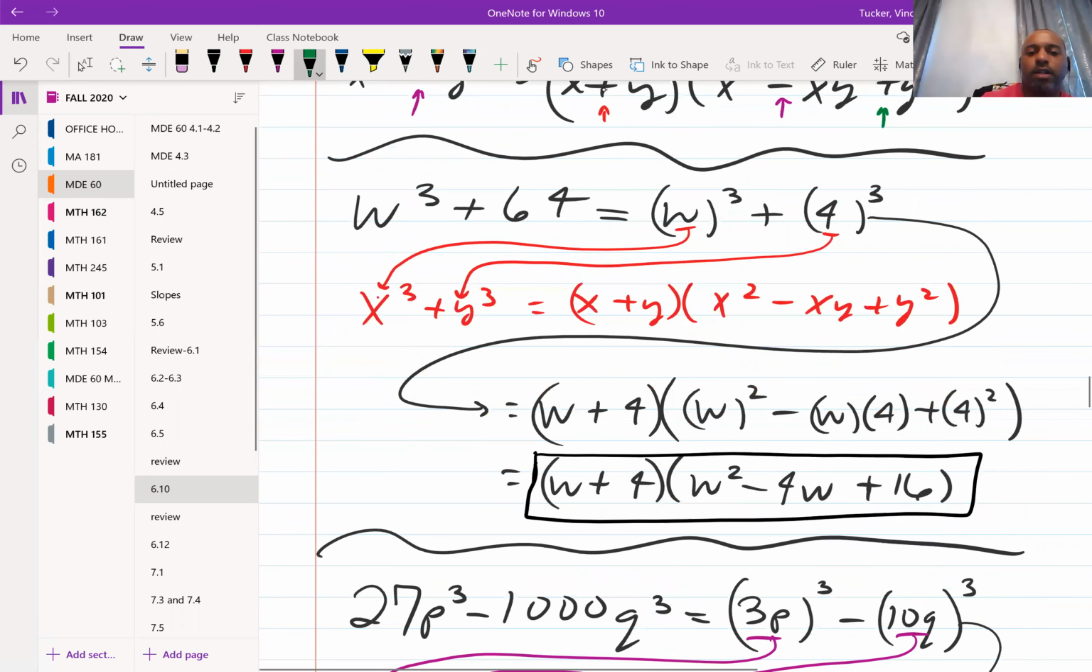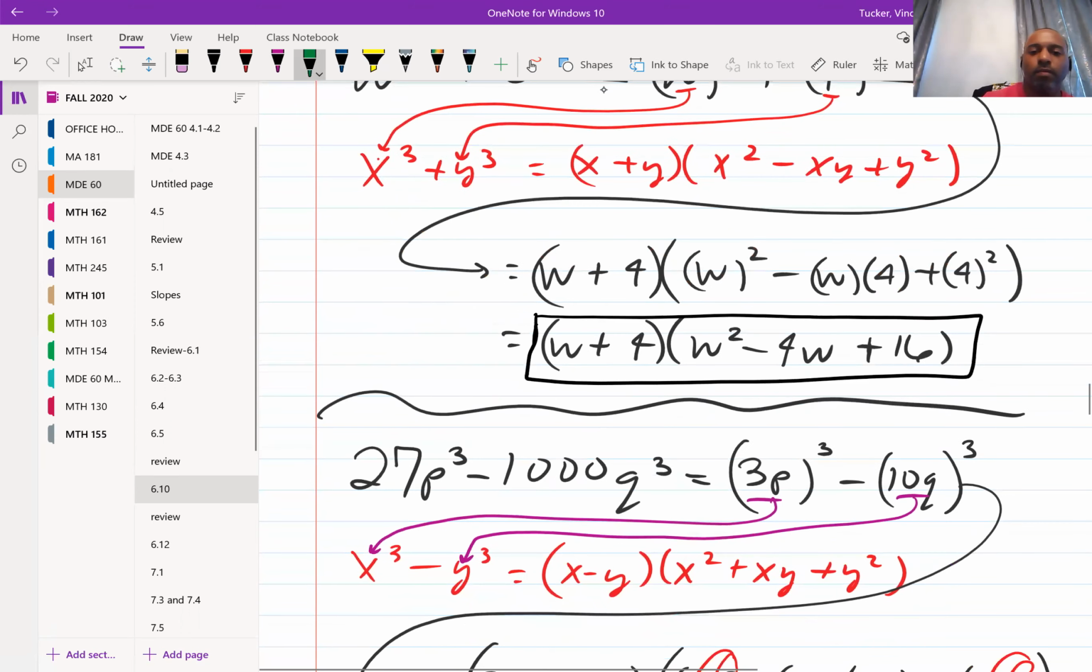All right, let's look at another one. So here's the original problem right here: 27p cubed minus 1000q cubed. So once again, we have to establish, are these perfect cubes? The numbers and letters and all. So don't forget your letters when it comes to this stuff. So 27p cubed is 3p being cubed. 1000q cubed is 10q being cubed.